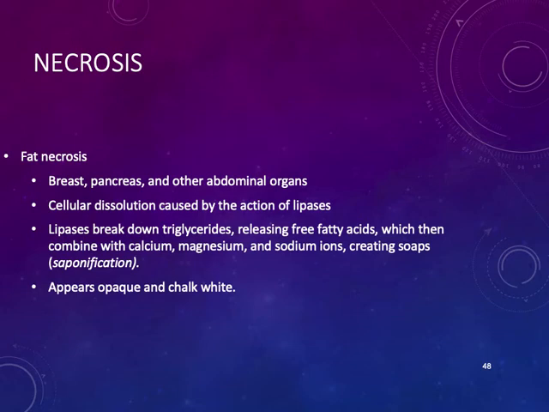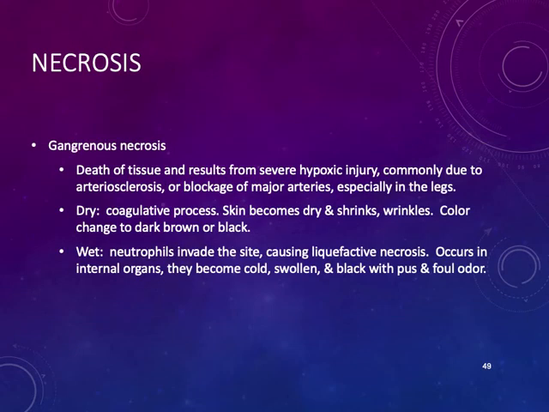A lot of times, if you were to see it on a scan, if it's internal, like in the abdomen, it's more opaque and chalk white, essentially. But fat necrosis is very common, more with breast and pancreas, essentially. And then next, obviously, there's gangrenous necrosis. I'm sure everybody's seen this at some point or another. It's death of tissue that's from severe hypoxia.